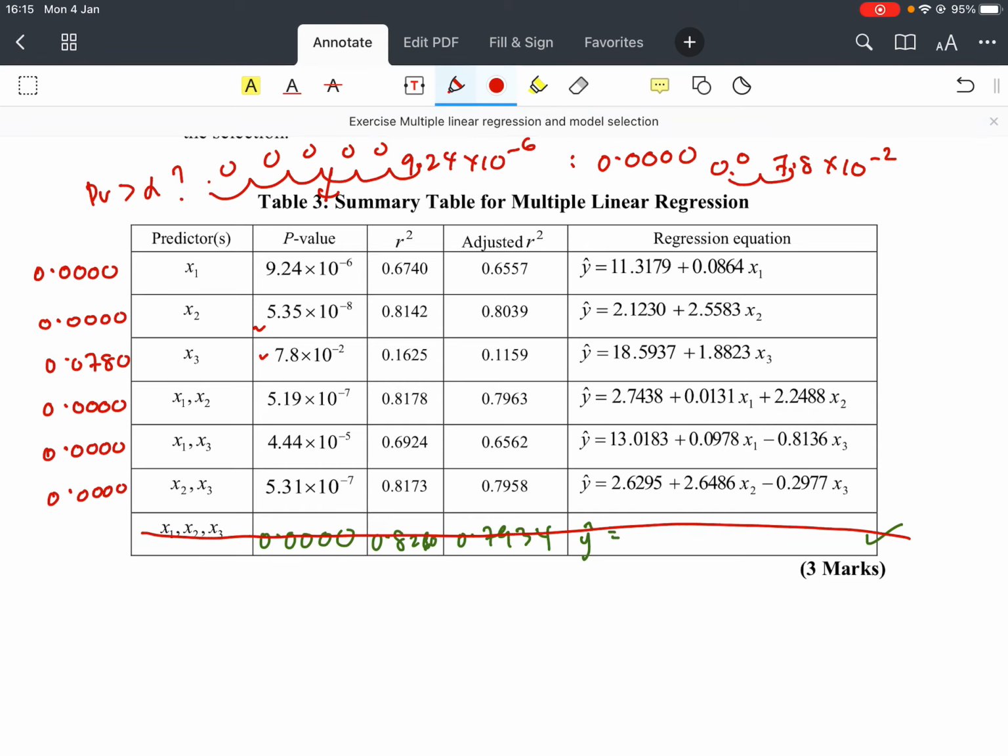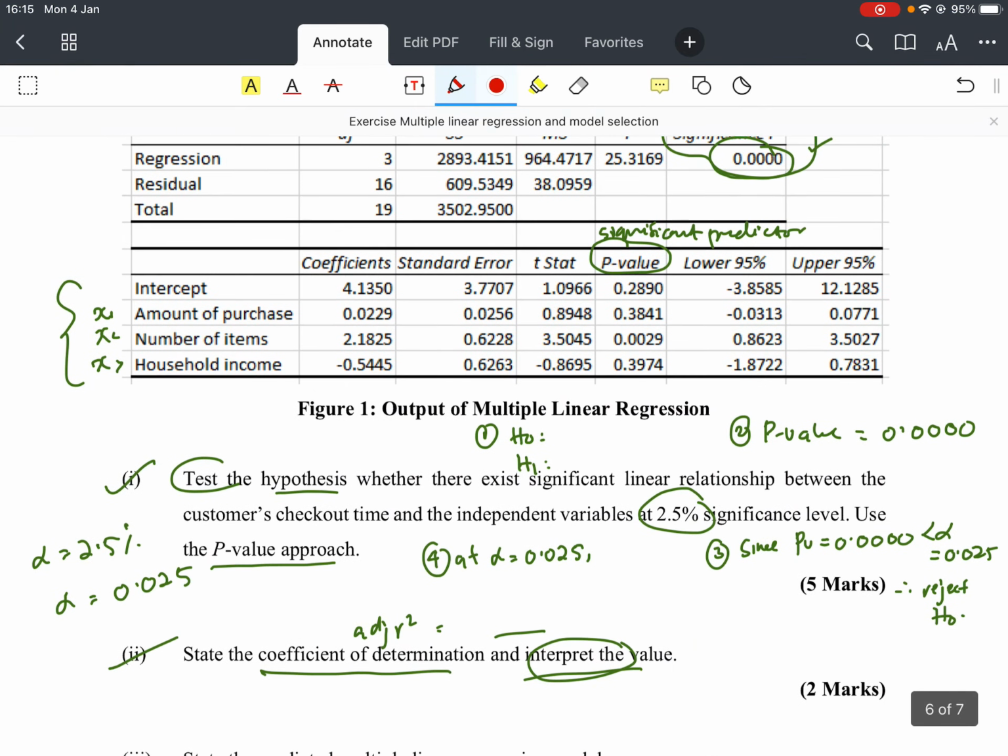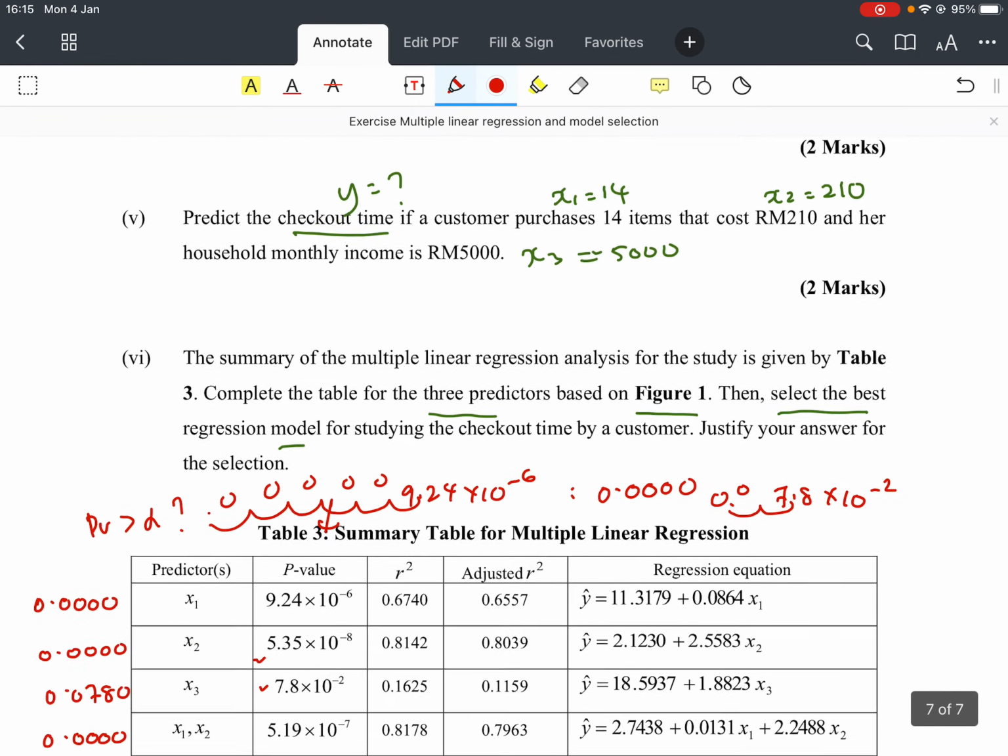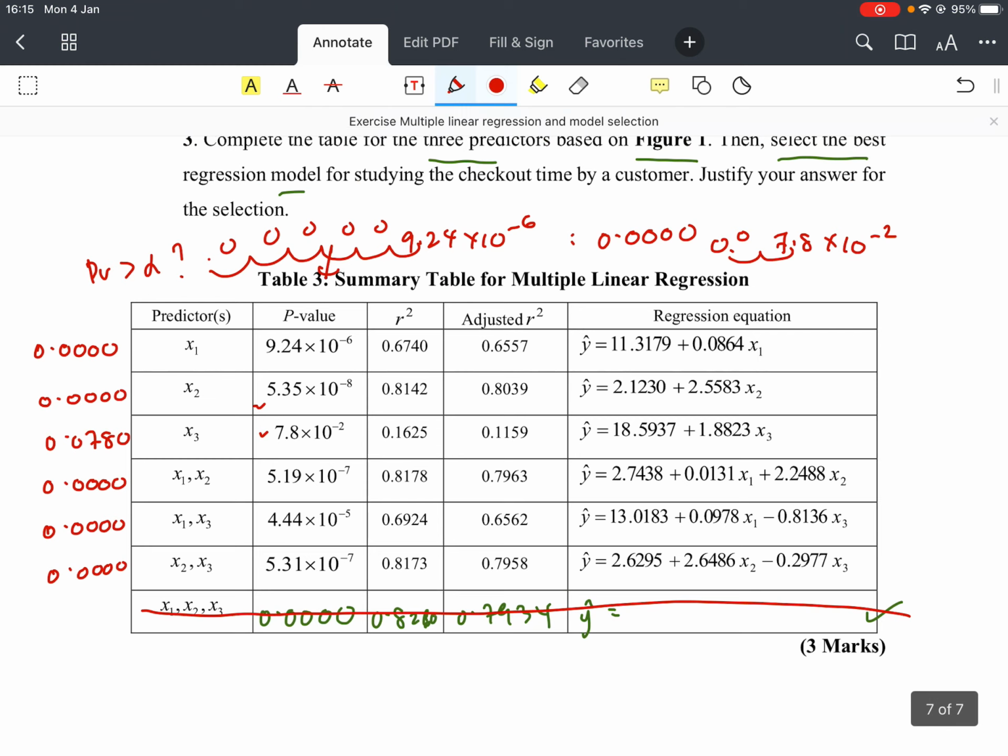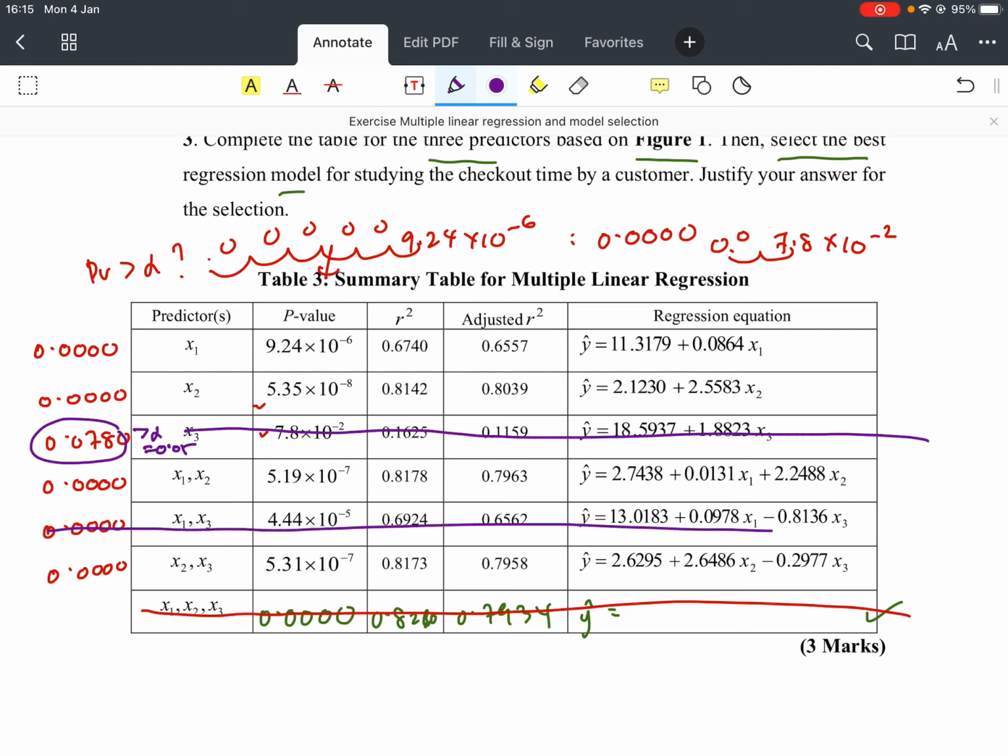Can we discard x3? Our alpha is 0.05. Yes, because the x3 p-value is greater than alpha 0.05. So you can discard x3, and any combination with x3 you can discard as well. Now we are left with x1, x2, and x1 with x2. All the p-values for these are less than 0.05.